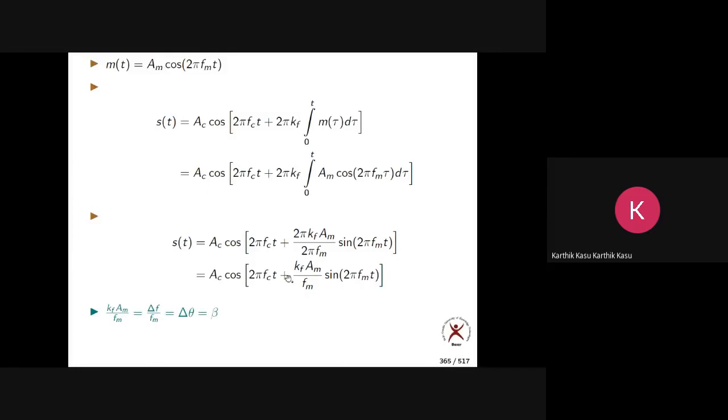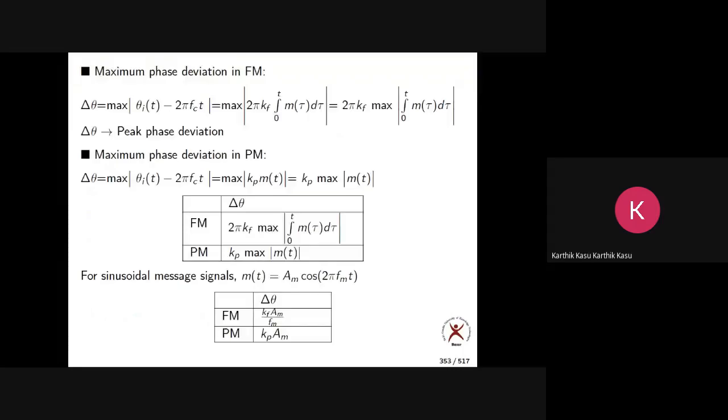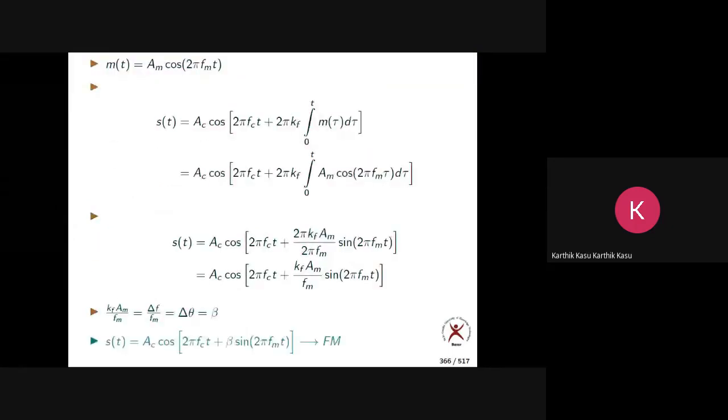So that is also equal to what now? In case of FM, what is delta theta? Kf Am by fm. So that is nothing but beta. Now here, what is beta in case of frequency modulation? Kf Am by fm. So that is also equal to delta theta, the peak phase deviation.